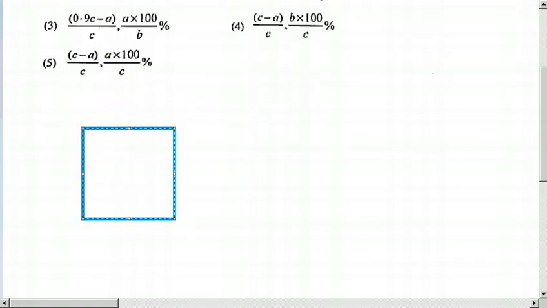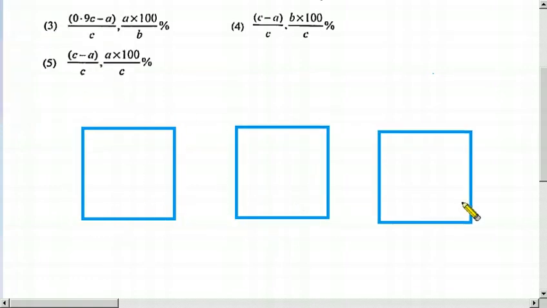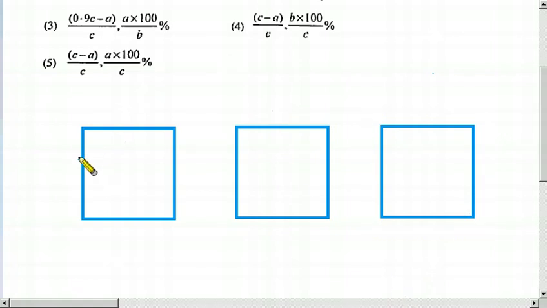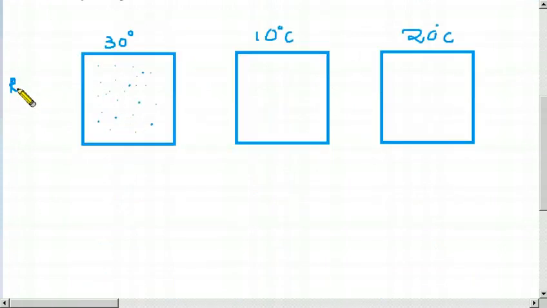So in this story there are three instances. There are three rooms, so we have to draw. First it was at 30 centigrade and then cooled down to 10 centigrade, and after that heated up to 20 centigrade and sent to the laboratory, the computer laboratory. So here there is a vapor sample, here there is a vapor pressure. They have mentioned that the relative humidity at 30 centigrade is 90. So relative humidity is 90.